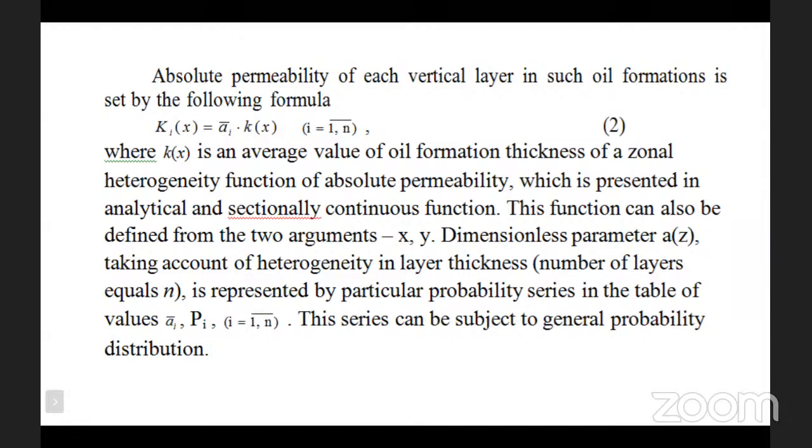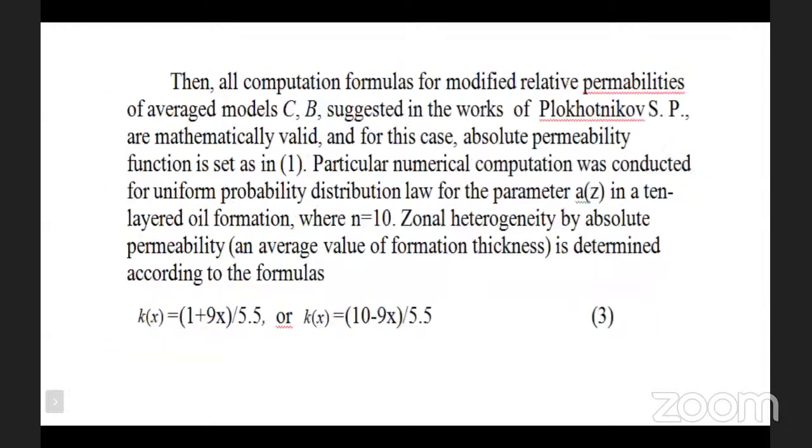Dimensionless parameter A of z taking account of heterogeneity in layer thickness, number of layers equals n, is represented by particular probability series in the table of values. This series can be subject to general probability distribution. Then, all computation formulas for modified relative permeabilities of averaged models C and B suggested in the works of Plokhotnikov are mathematically valid, and for this case, absolute permeability function is set as in the first formula.